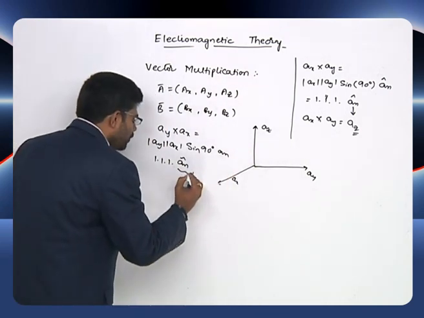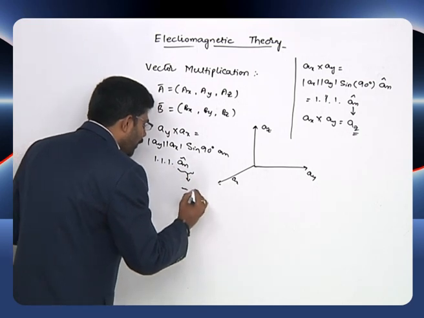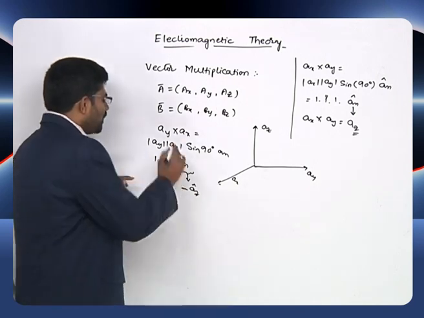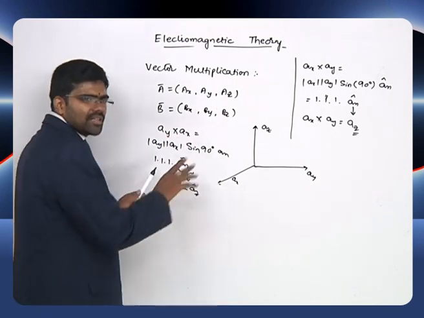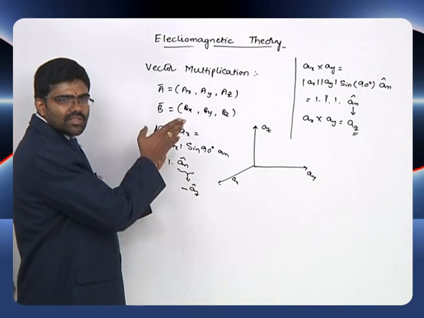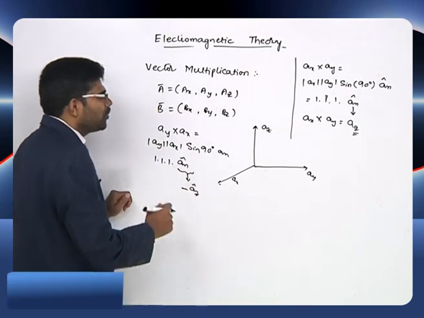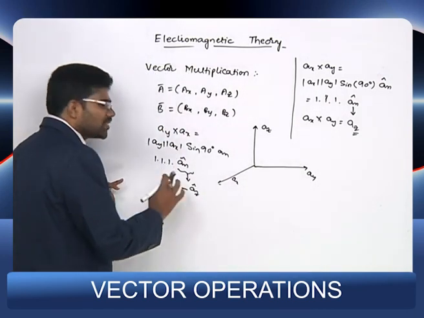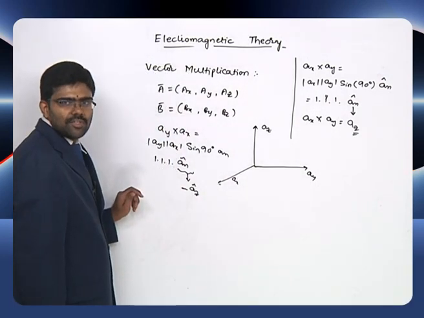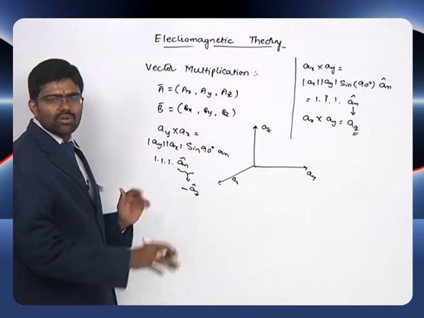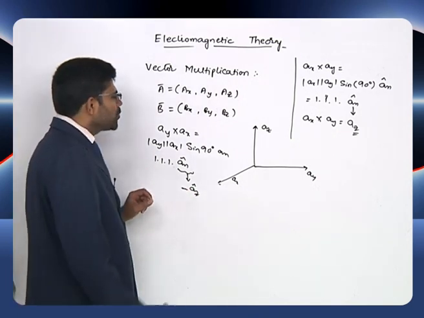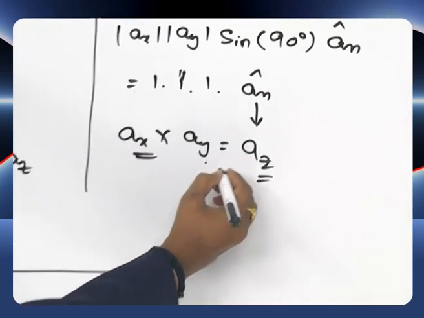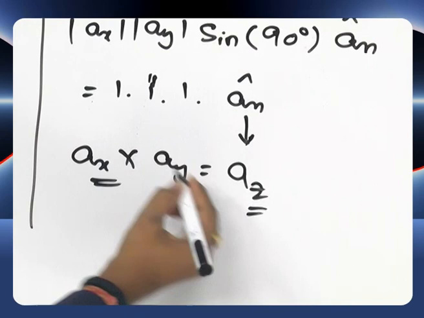So this a_n can be written as minus a_z. If you observe this, a_y cross a_x is equal to minus a_z, that is the opposite of the original direction, what we discussed earlier for our a and b. a_x cross a_y is equal to a_z and a_y cross a_x is equal to minus a_z. Now this combination is applicable for all the remaining coordinate systems also. What we need to do is consider them in their respective order: x to y to z, y to z to x, z to x to y.